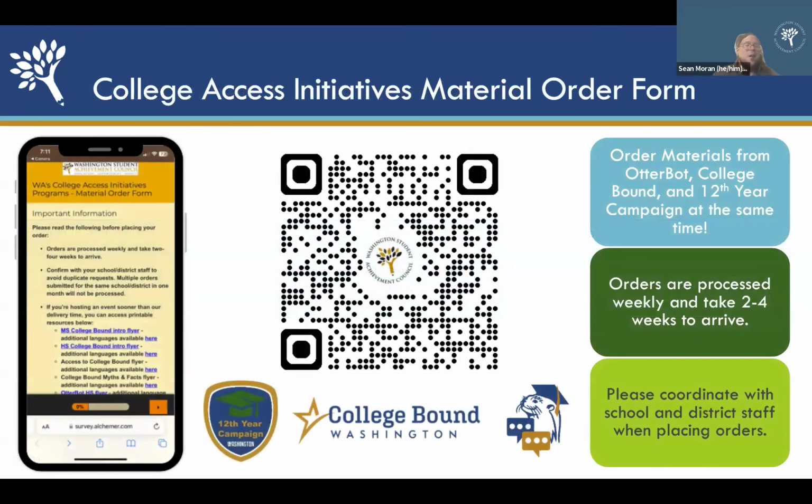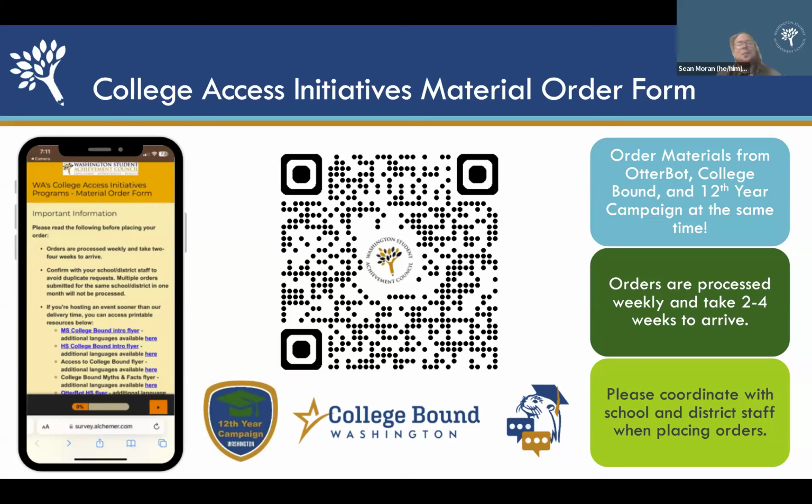Okay. Now, another important resource is the College Access Initiative's material order form. This is meant to be a one-stop shop for y'all. So there's OtterBot, College Bound, and 12th year campaign information. Orders are processed weekly. They take about 2 to 4 weeks to arrive. They are updated on a weekly basis, just to look at where different materials are at. And that's because we want to make sure that we're not telling you, oh, we have this when we really don't. So we want to make sure it's based on what materials are in stock.